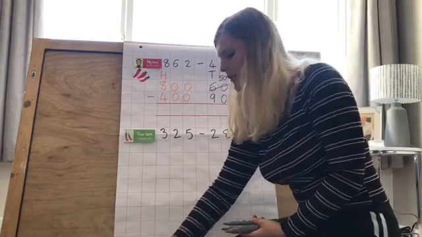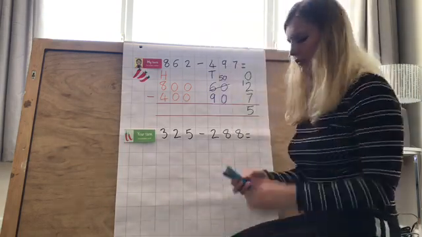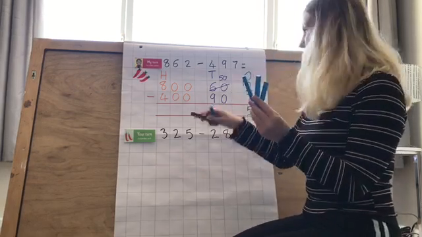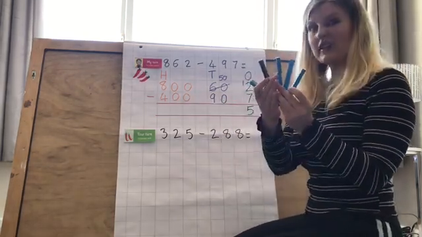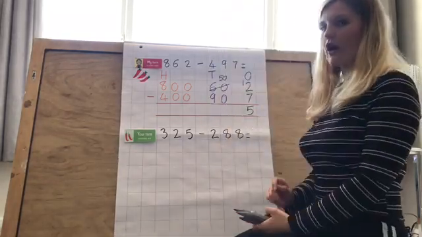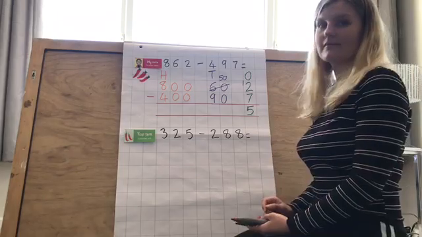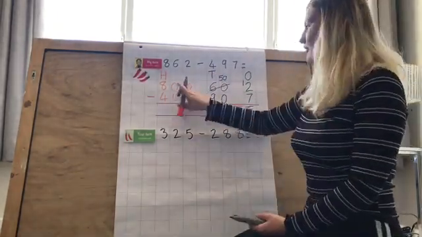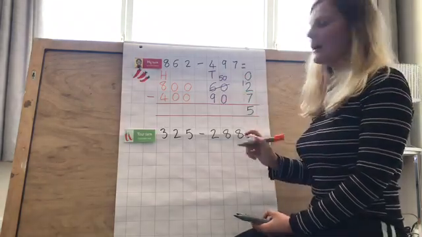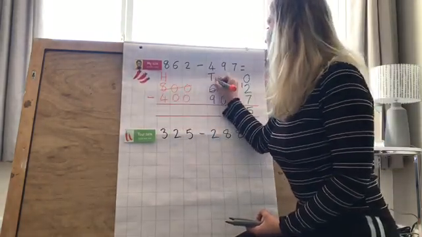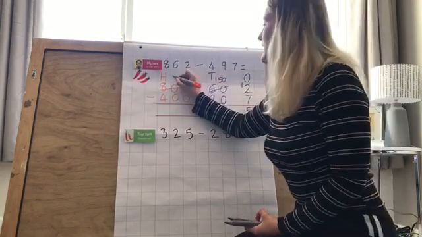Now I've got the same problem as I had before. I've got 5 tens, which is 50, and it's wanting me to take away 9 tens, 90. I don't have enough. Where do you think I could borrow from? Brilliant. I could borrow from the hundreds. Now remember, it has to be the same number. So I'm going to borrow one of those hundreds and put it here to make 150.